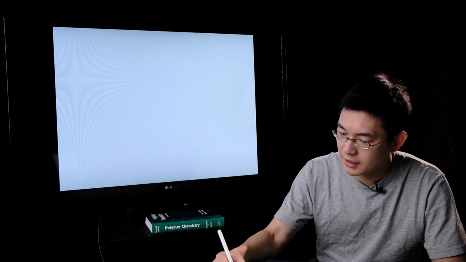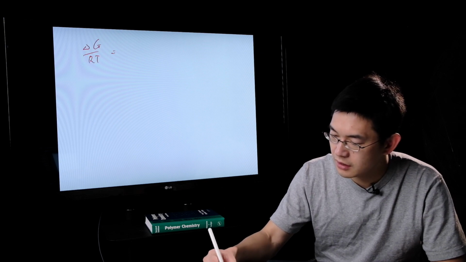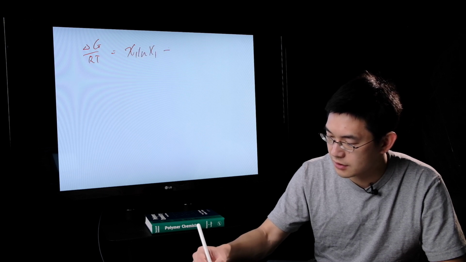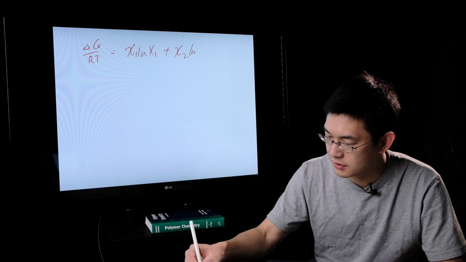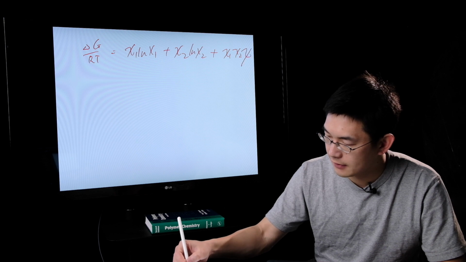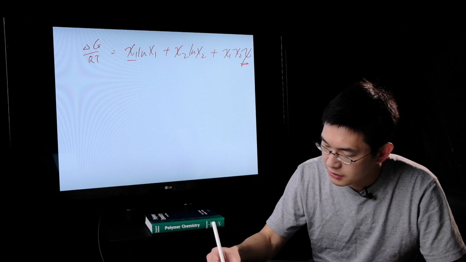Okay, so I want to emphasize one thing: first we need to have a quick review of what we talked about in the Flory-Huggins theory. So delta G divided by RT is, we know, let's use the lattice theory as a very simple one to discuss. Then we're going to go into the Flory-Huggins theory, okay? And this last term is chi.